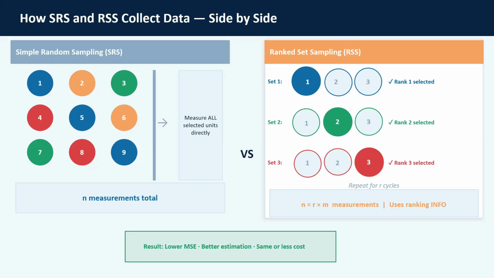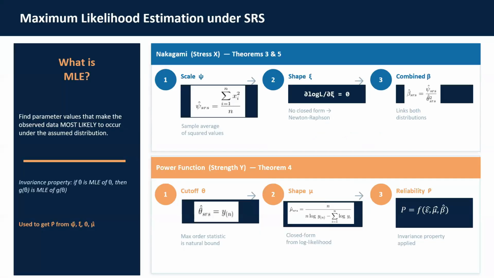Thank you. This is a simple illustration of how rank set sampling and a simple random sample are selected. These are the findings: we use the maximum likelihood estimation under both sampling schemes, simple random sampling and rank set sampling, and these are the derivations which are shown as theorems in our research article.